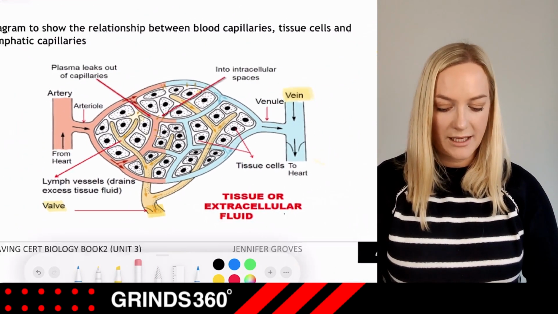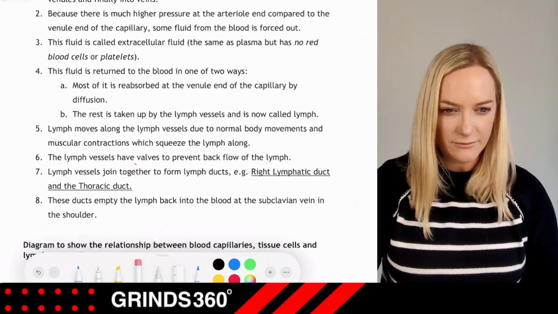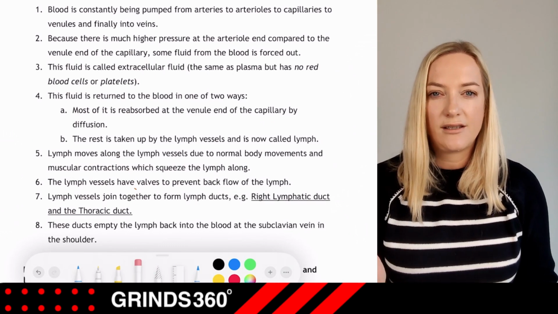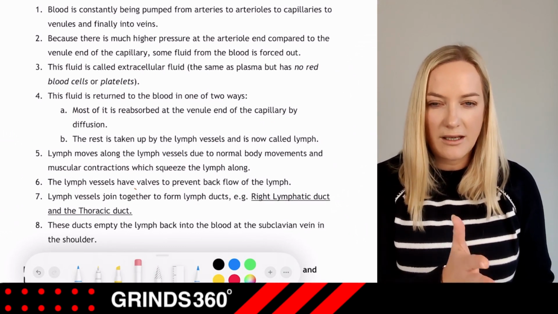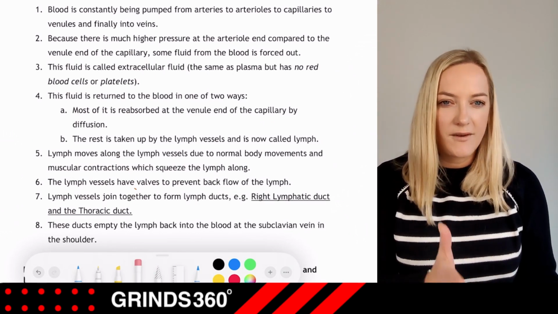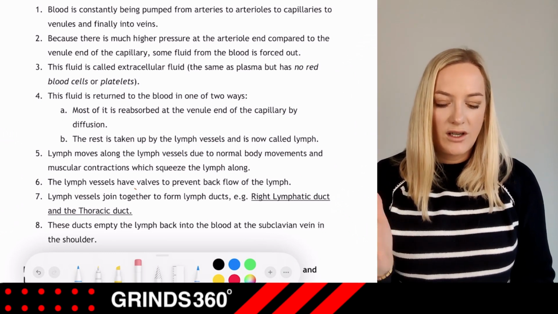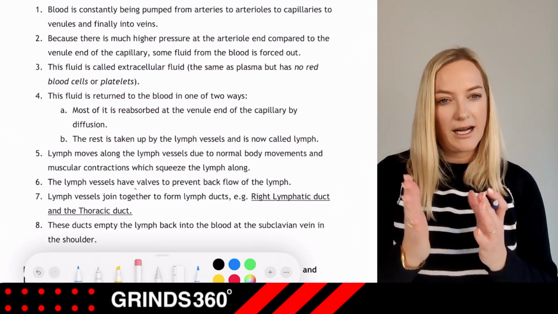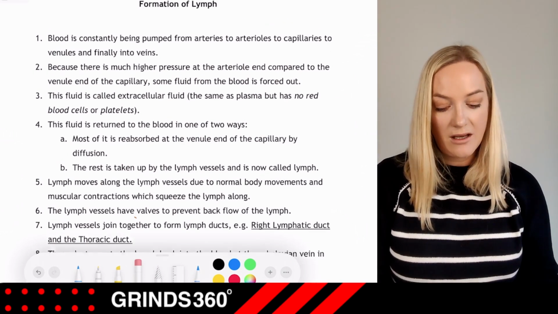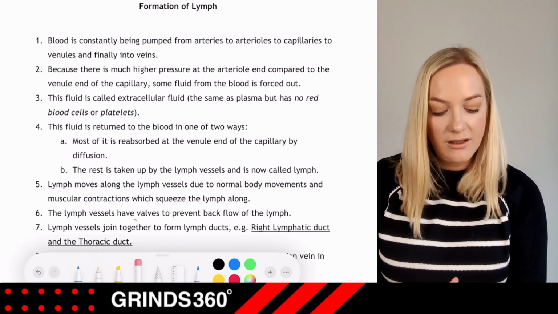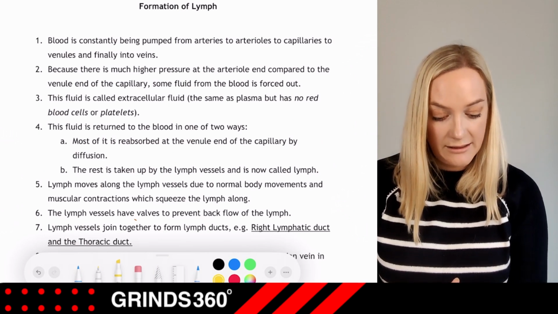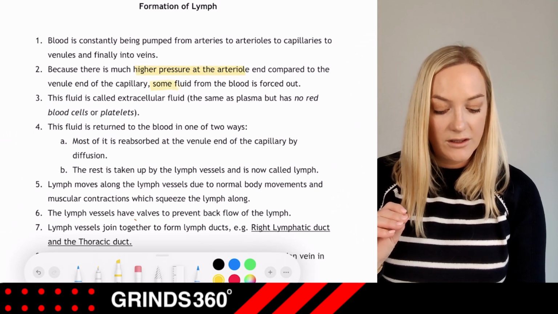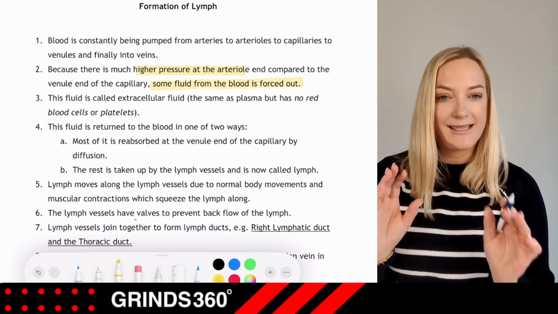So I'm going to zoom back out. Blood is constantly being pumped from your arteries to arterioles, to the capillaries, to the venules, and finally to the veins. The blood at the arterial end is going to be under much higher pressure in comparison to the blood at the venule end. Because of this higher pressure at the arterial end, some fluid is forced out of the blood.